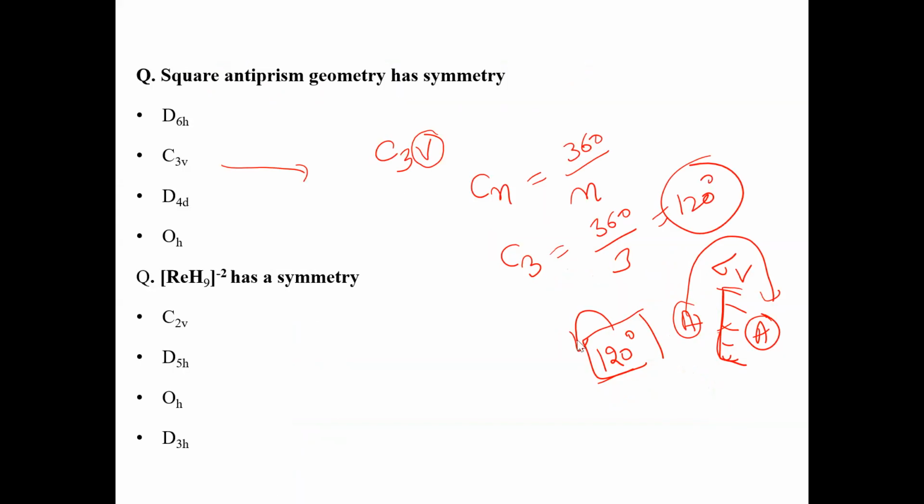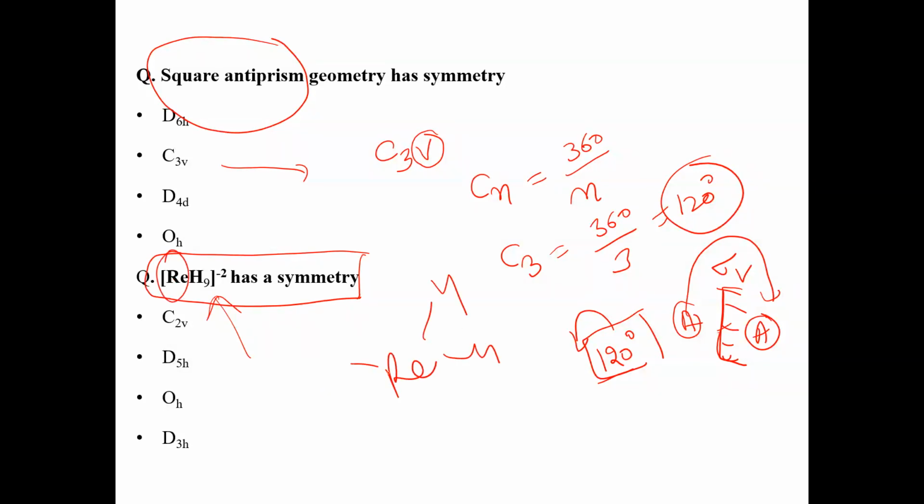Here you have to just remember the geometry of a square antiprismatic structure, and in the second one you have to tell the symmetry in this particular molecule, basically the metal atom that is attached to the 9 hydrogen atoms. If you know the answers, I will be very happy to know. Otherwise, I'll discuss.